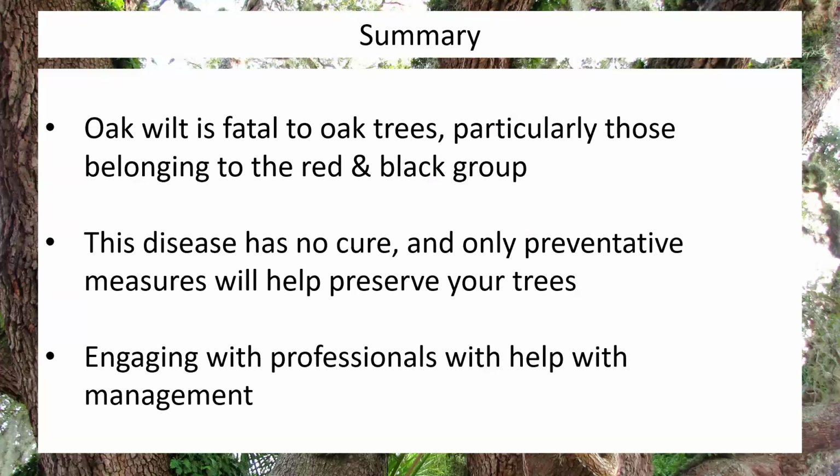All right, so let's go ahead and sum this up. That was a lot of information that I went through really quickly. First and foremost, oak wilt is fatal, particularly to those oaks belonging to the red and black oak group. I would take some time and maybe identify some of the oaks around you right now, or once you're out of this program, and see what you have around you. Do you have high-risk trees near you? The disease has no cure, so you need to think about preventative measures. And if you are concerned about oak wilt in your area, then you want to get to work on that.